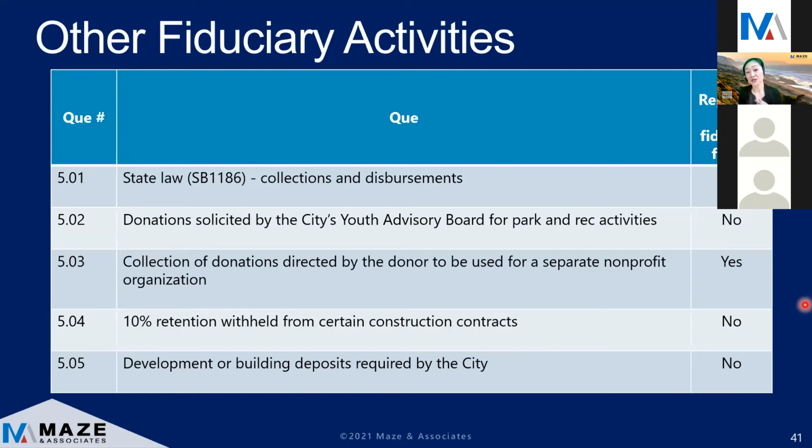So the first question has to do with SB 1186, the state law. Let's say you're now requiring businesses to get a permit or license in your city. Let's use the city as an example. You impose a fee on these businesses, and a portion of it goes to, let's say, the county, and your organization keeps the other portion. So should it be recorded as fiduciary activities?